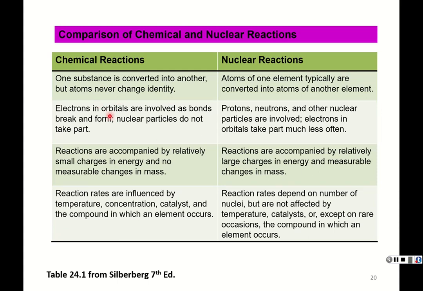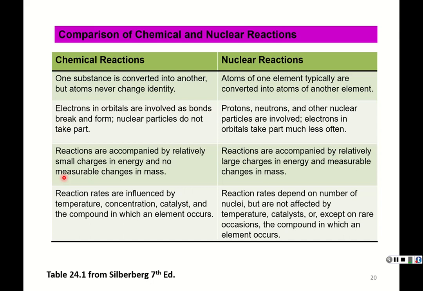Okay. In chemical reactions, electrons and orbitals are involved as bonds break and form, but the nuclear particles don't take part in those reactions. That's the opposite in nuclear reactions. What's reacting are the protons and neutrons, and other subatomic particles are involved. Electrons and orbitals take part much less often. So the electrons in the orbitals of these atoms are not really taking part in the nuclear reaction.